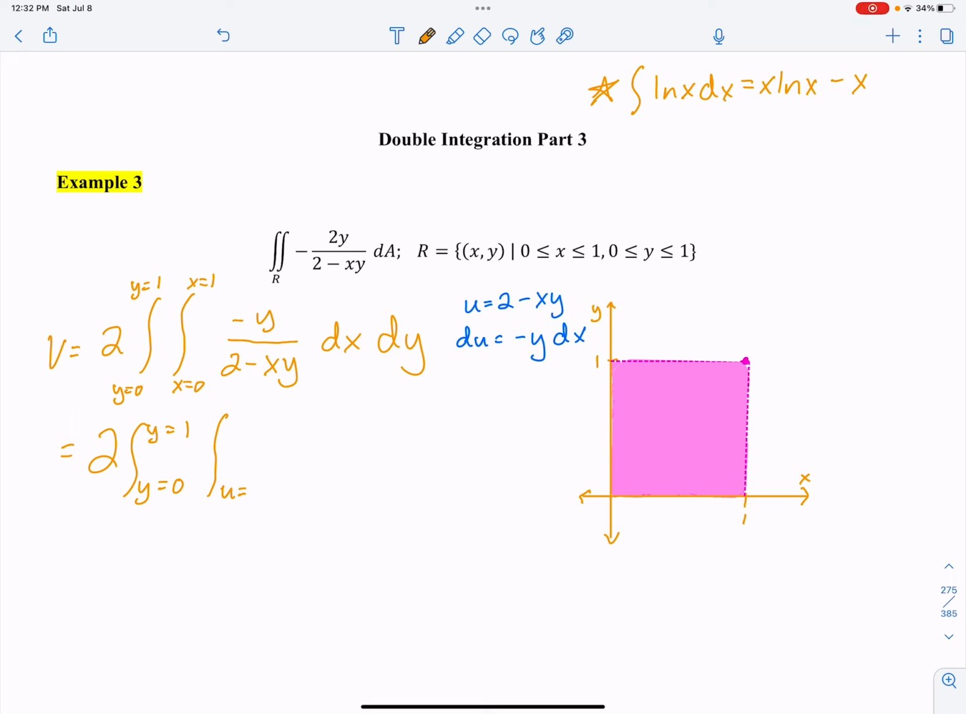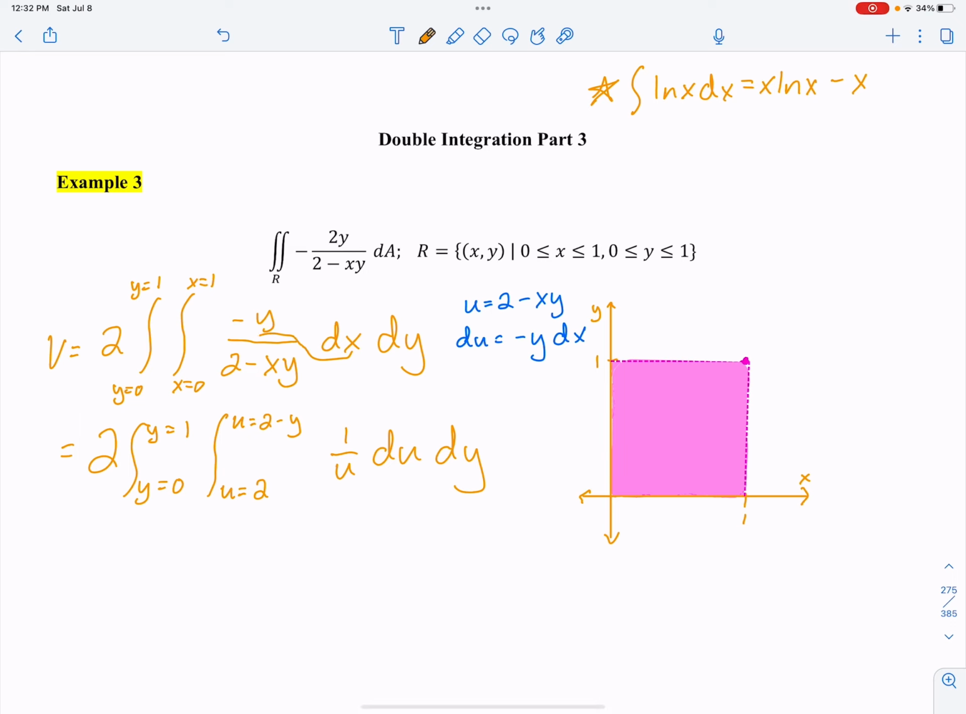This first one doesn't. If I plug a 0 in for x, I got a 2. If I plug in a 1 for x, I have u equals 2 minus y. So it's in terms of y. That's going to be okay because our integral after is in terms of y. This is how it cleans up really nicely. I get a 1 over u du dy.